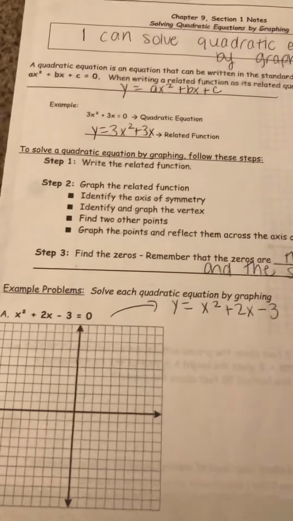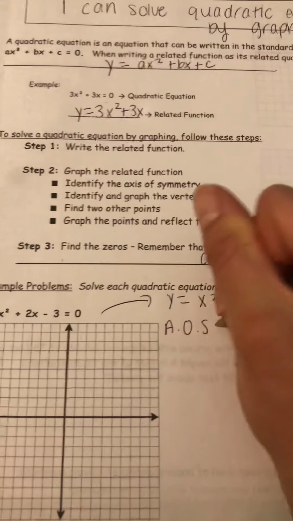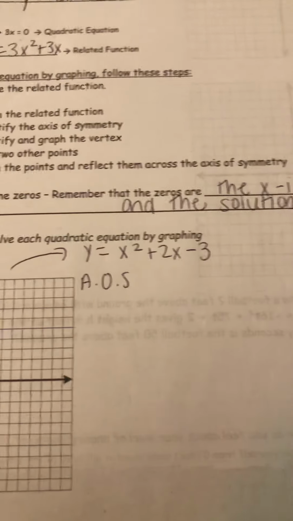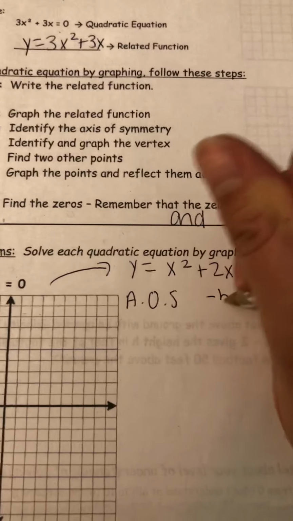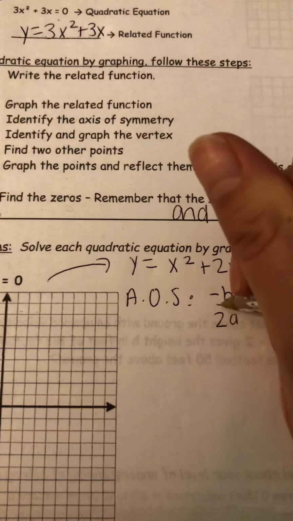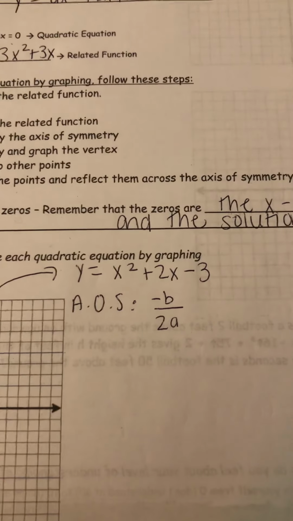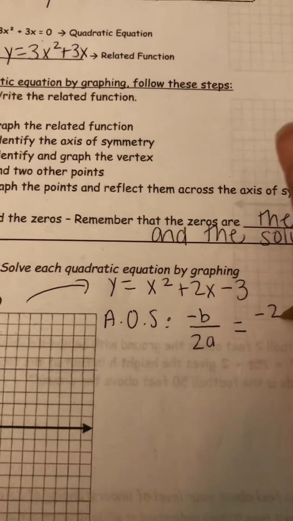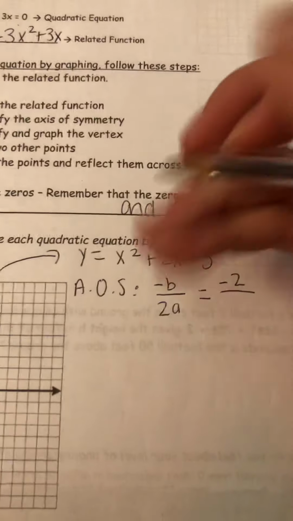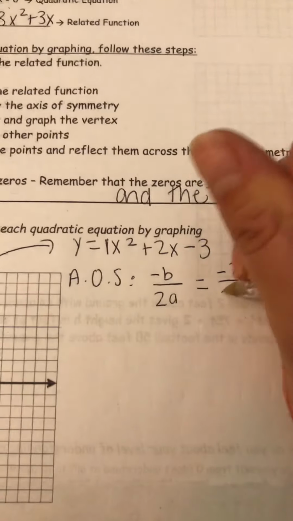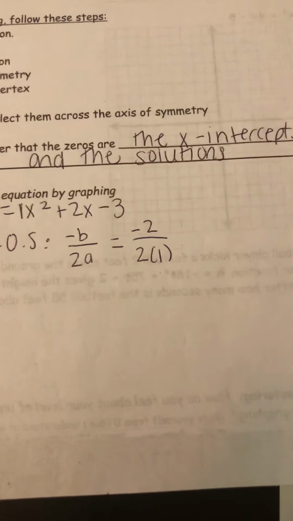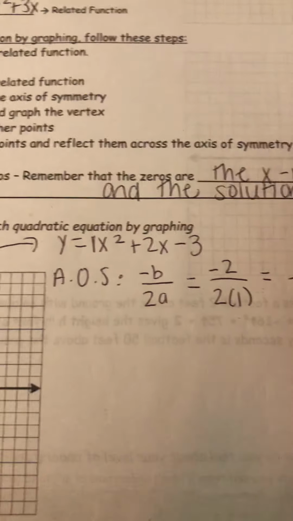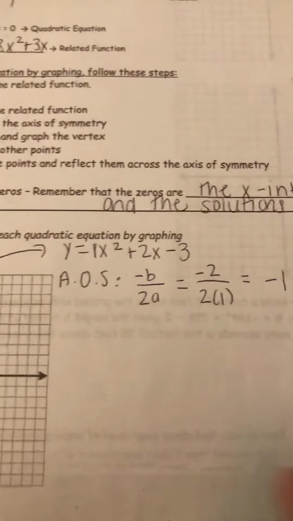But before I can do that, I need to find the axis of symmetry. And remember, I like to abbreviate it with AOS. And remember that the axis of symmetry formula is negative b over 2a. So my b is 2, but I have to make it negative. And then 2 times my a value is really 1. Negative 2, and then divided by 2 is just going to give me negative 1. Okay, so my axis of symmetry is at negative 1.